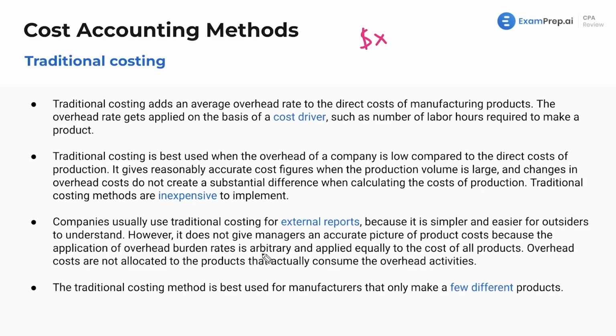So we want to allocate those costs not arbitrarily, meaning not willy-nilly, but we want an actual set procedure for allocating these costs. And again, we'll talk about that. That's activity-based costing and joint costing with split off and net realizable value. The overhead costs are not allocated to products that actually consume the overhead activities.